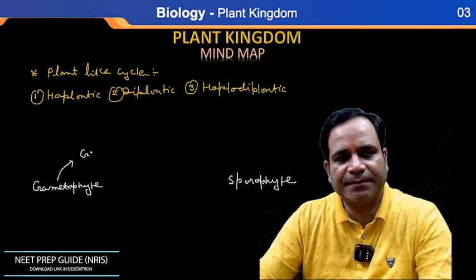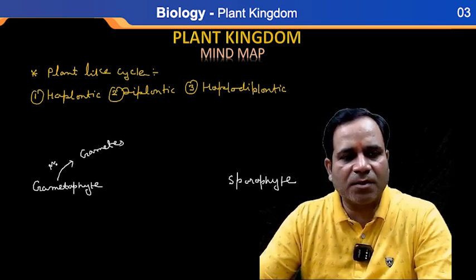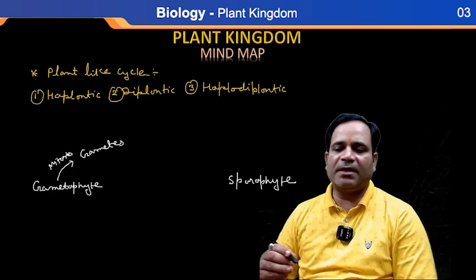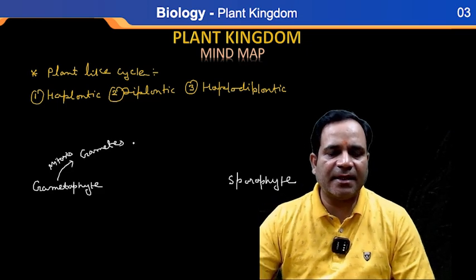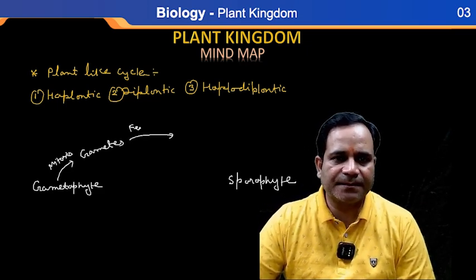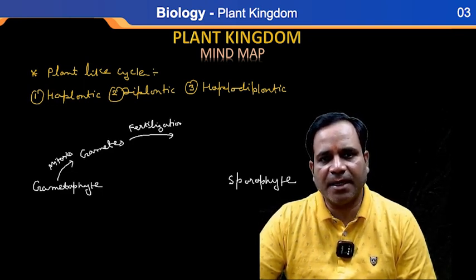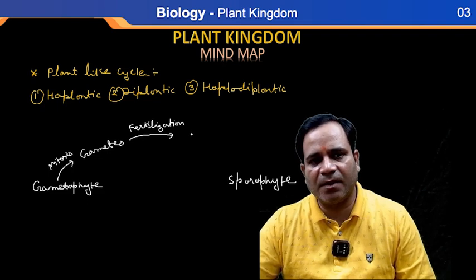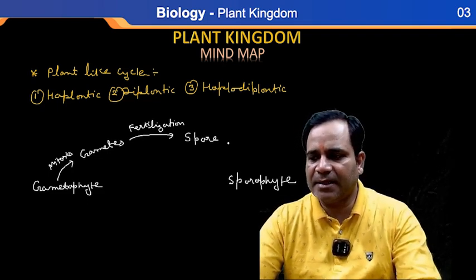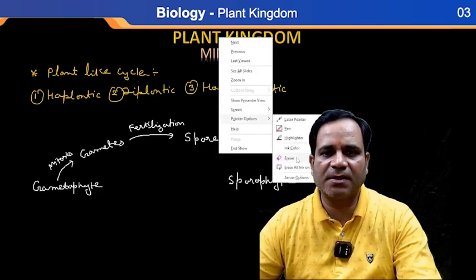Now see, in a gametophyte, it forms what? Gametes. How? During mitosis. During mitosis, it forms gametes. After that, the fertilization will take place between the gametes. After fertilization, it forms, sorry, a zygote.